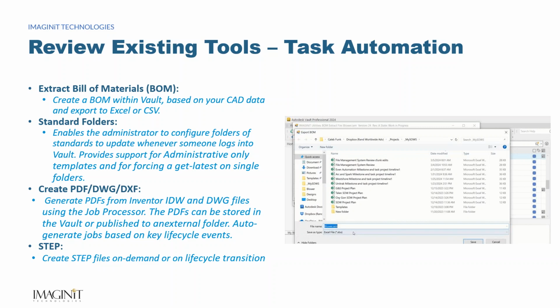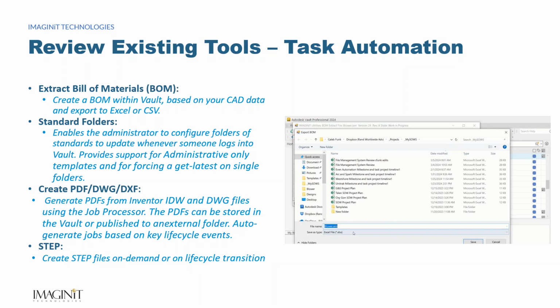Now, this is kind of interesting. This can't really be done with Vault today. So this is where I said, well, we're sort of adding some functionality. Vault can generate PDFs, and it can generate a DWF file from a drawing. But what we've added to this is the ability to use the job processor to automatically publish PDF, DWG, or DXF files. We typically do that on a transition.